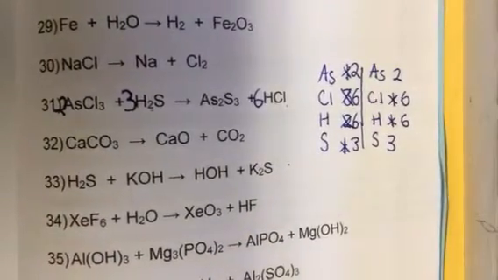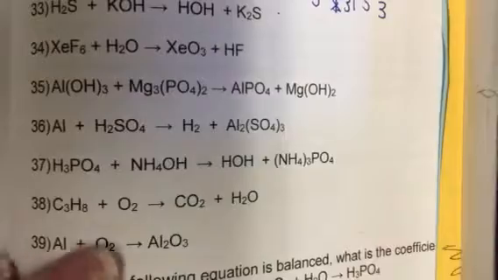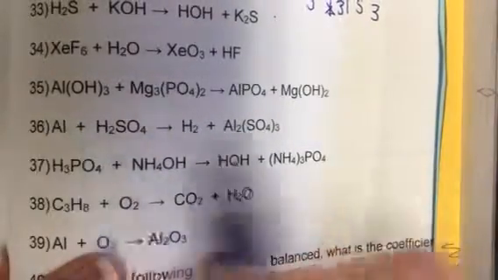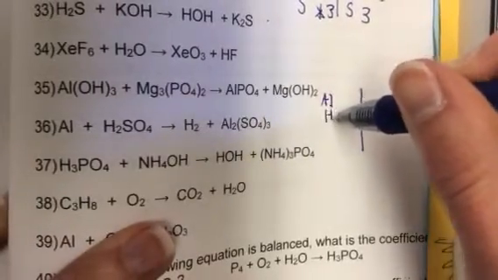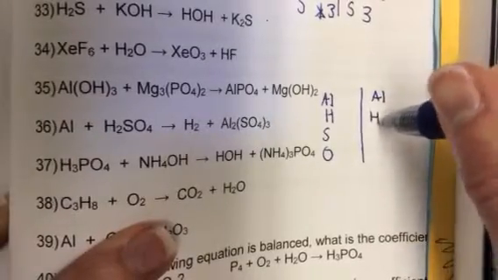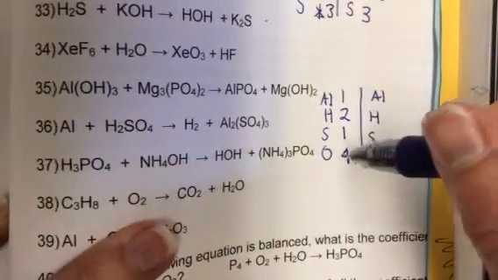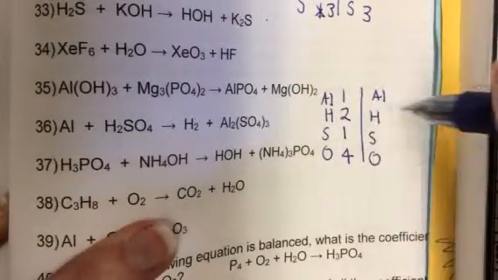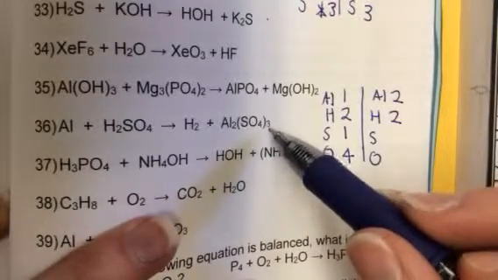Let me show you one more. I'm going to do number 36. It's a little tricky because it has parentheses. So here we go, number 36. I have aluminum, hydrogen, sulfur, and oxygen. Writing them in the same order. I have 1 aluminum, 2 hydrogen, 1 sulfur, and 4 oxygen. On this side, I have 2 aluminum, 2 hydrogen. Now sulfur, I actually have 3.